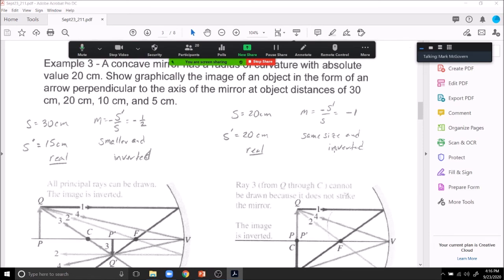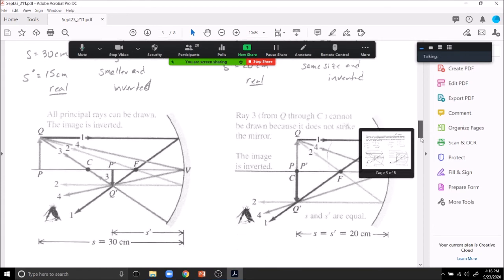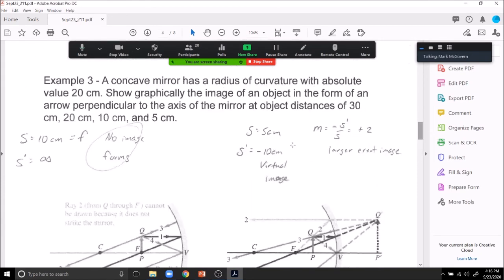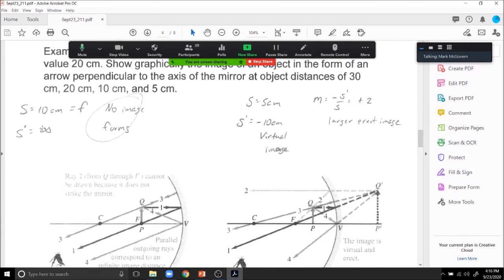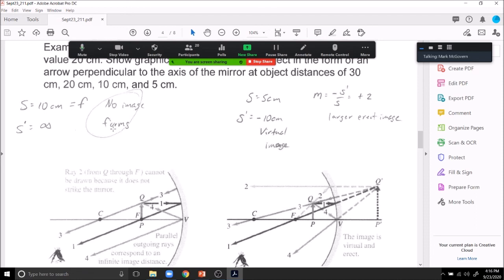For being at the radius of curvature, you end up with the same distance. So if you put in 20, you get 20 back. And we see that we're at minus 1 here. So that means same size and flipped. Real image, same size, flipped. Okay, let's go to the next examples. All right, if you attempt to solve for s prime here, you won't get anything. You'll divide by 0. And so I don't recommend you do that. So no image forms, end of story.